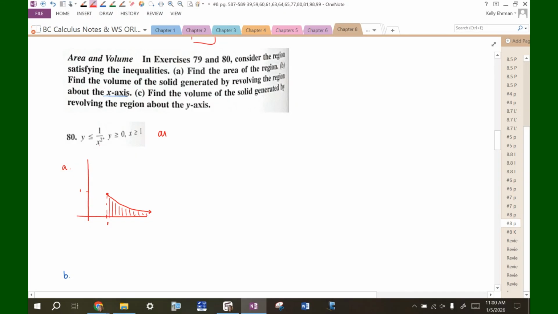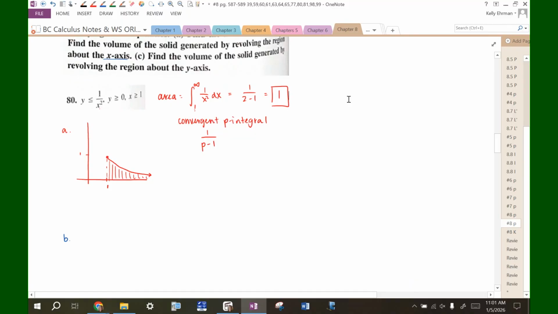So the area would be the integral from 1 to infinity of 1 over x squared dx. And this is great because this is just a p integral. p is 2, so this is a convergent p integral. And remember, it converges to 1 over p minus 1. It's not a negative area. So this would be 1 over 2 minus 1, which is 1. So the area is 1 for the first part.